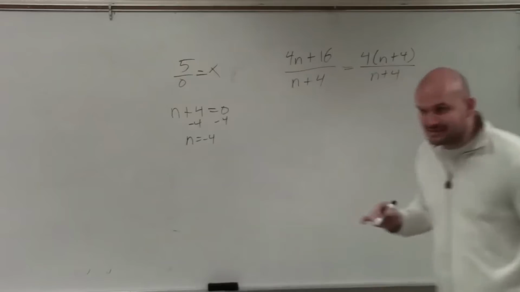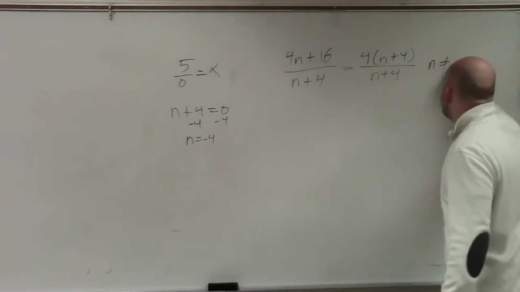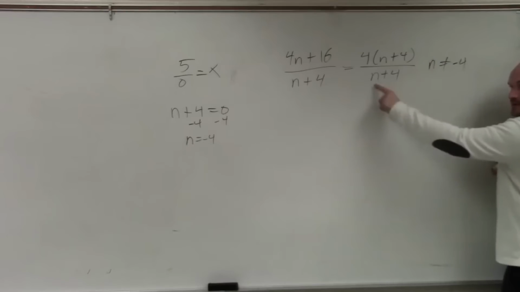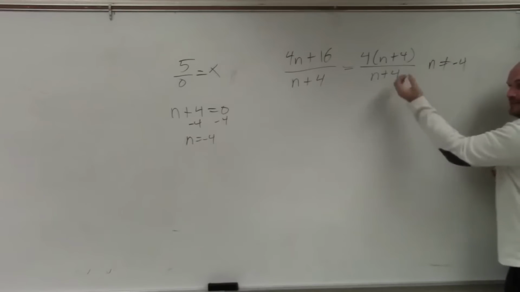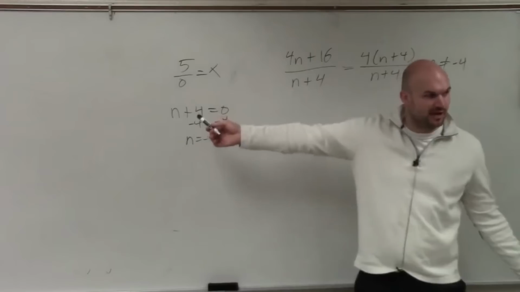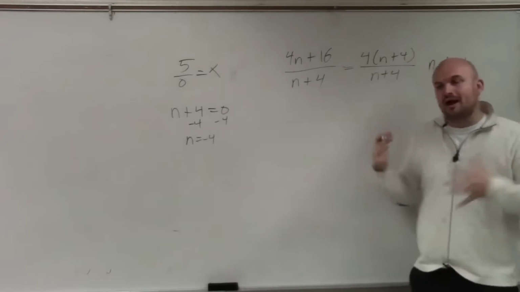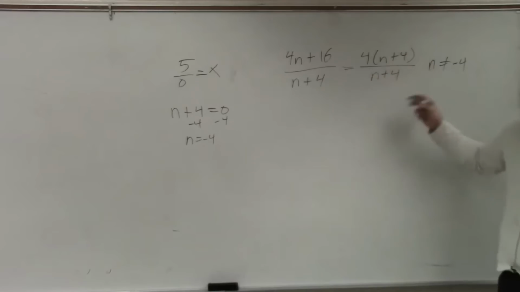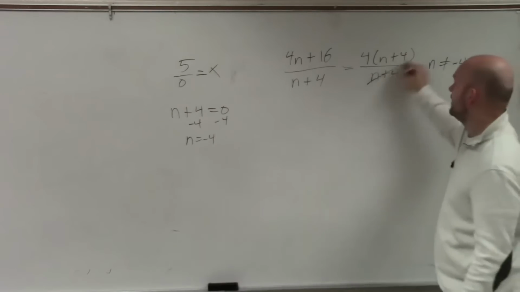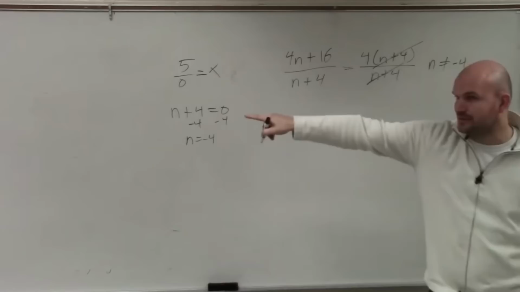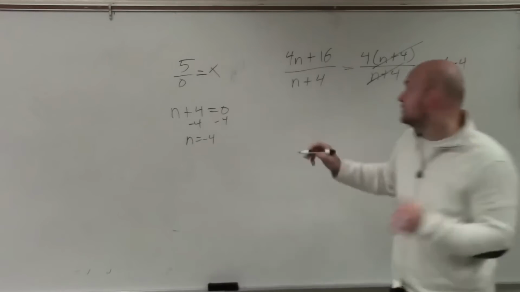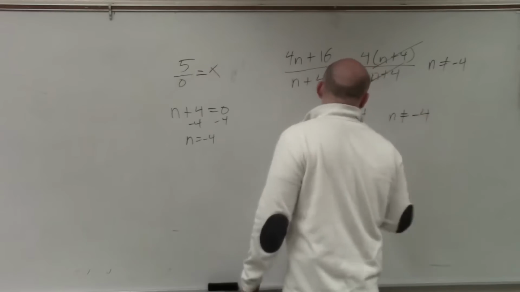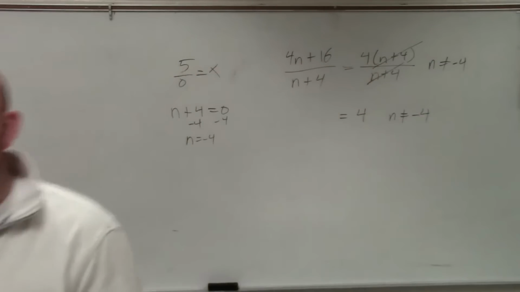So when you guys find your answer, you're going to say n cannot equal negative 4. Because again, what if I take negative 4 and I put it in for n? Negative 4 plus 4 would equal 0, meaning we would have no solution, right? So even though we're simplifying, we're adding in this restriction. So now, is there anything else I can simplify? Anything else I can divide into 1? No. What about n plus 4 divided by n plus 4? That divides to 1, correct? So therefore, my final answer is 4, where n cannot equal negative 4. That is your final answer.